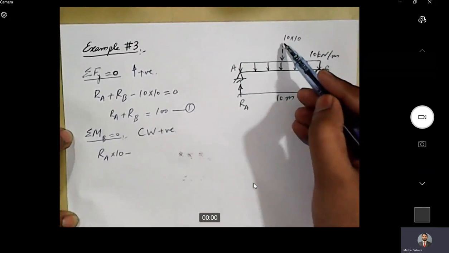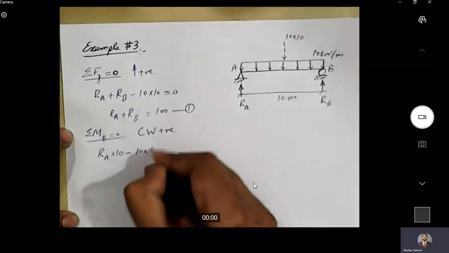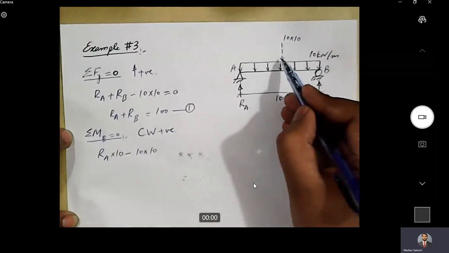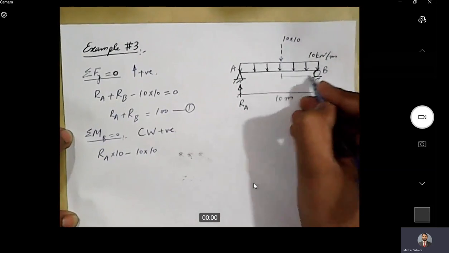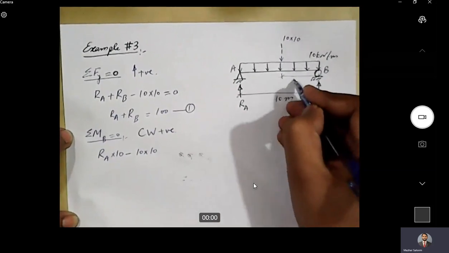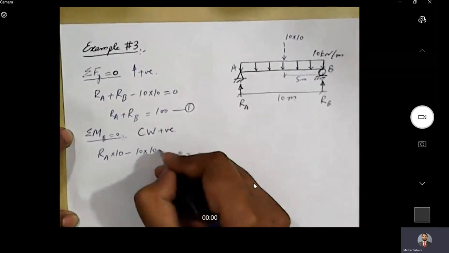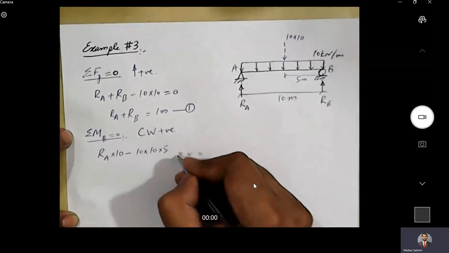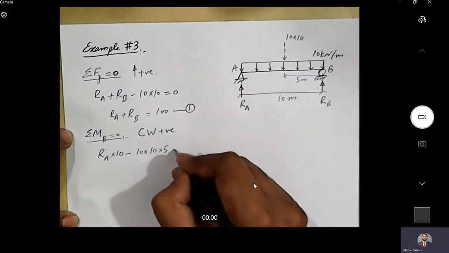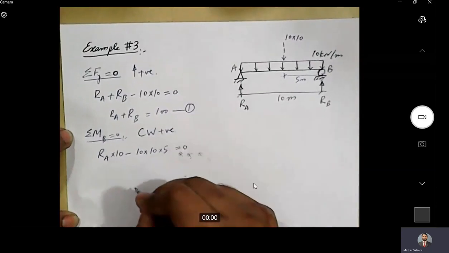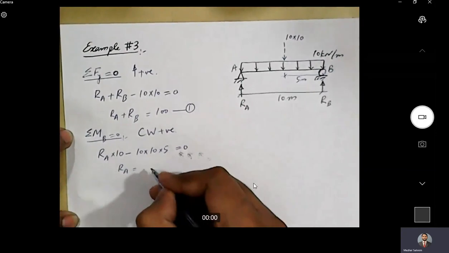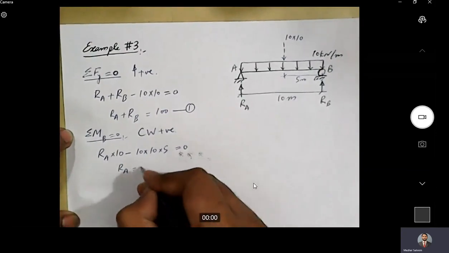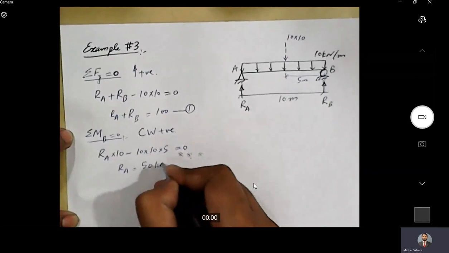How much is the magnitude of the resultant? It is 10 into 10 is the magnitude. And how much is the lever arm of this resultant with respect to point B? It is 5 meters, right? So into 5. Is there any other moment? I think no. So let's put it equal to 0. And in this equation, we have only one unknown. If we solve the equation for that unknown, we will get Ra equal to 50 kilonewton.